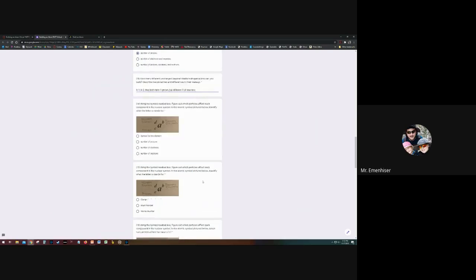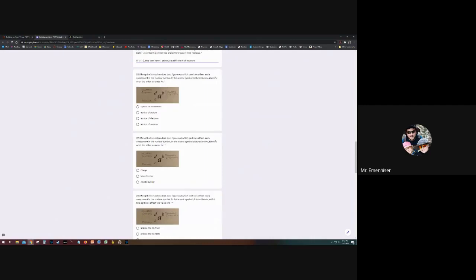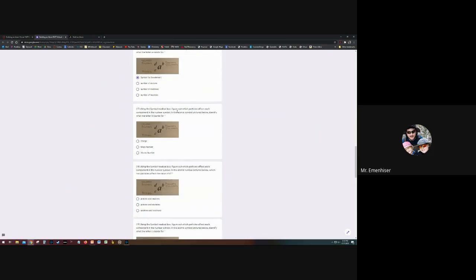Okay. Using the symbol readout box, figure out which particles affect each component in the nuclear symbol. In the atomic symbol pictured below, identify what the letter A stands for. So A here is the symbol for the element. That's what that's supposed to represent. That's what goes in the middle there. Okay. Using the symbol readout box, figure out which particles affect the components. Identify what B stands for.